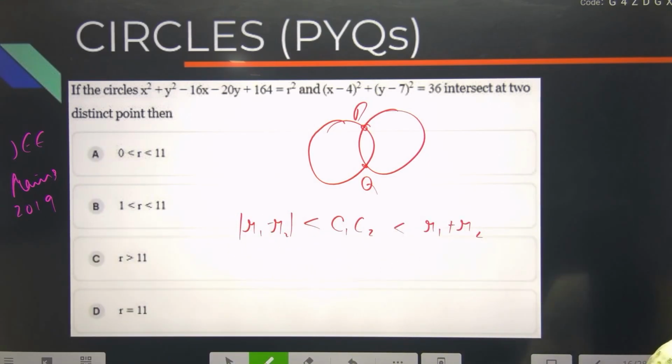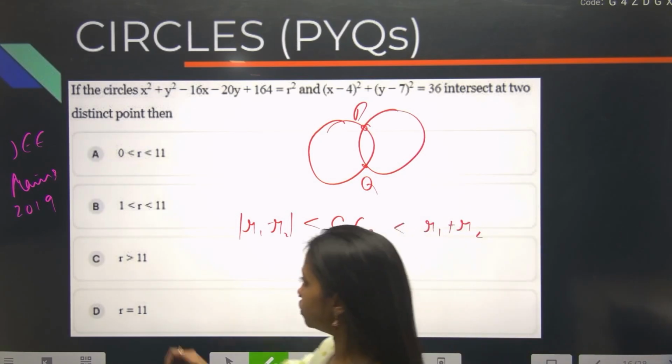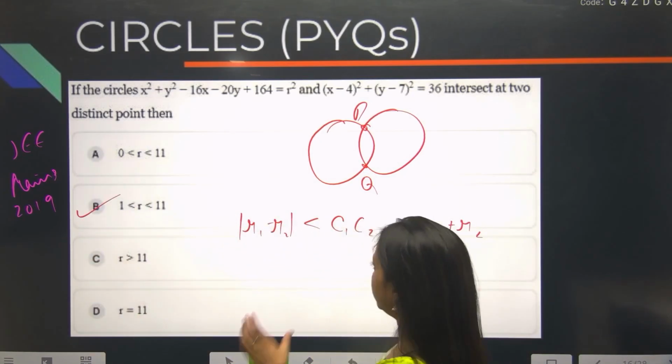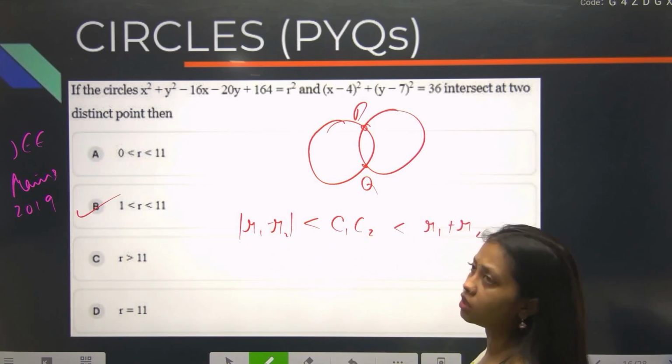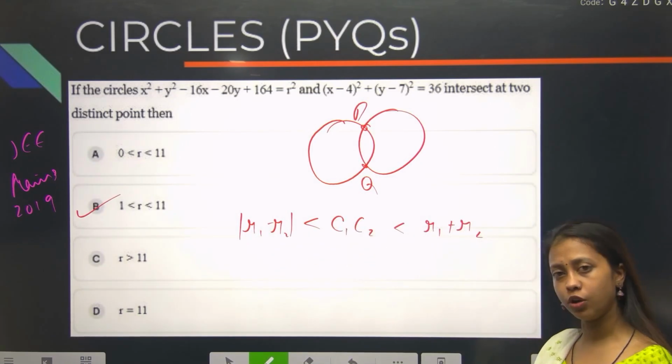This is simple. Please try to do this. The option is this. This is correct. You will definitely have a relation, as you can see. So you will have a relation, R lies between 1 to 11.